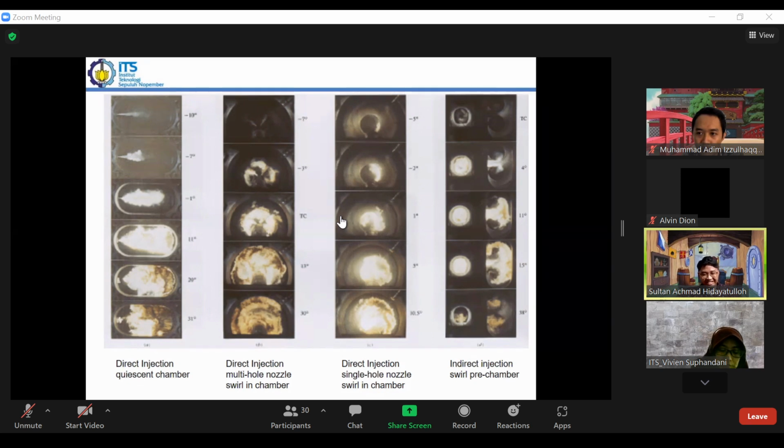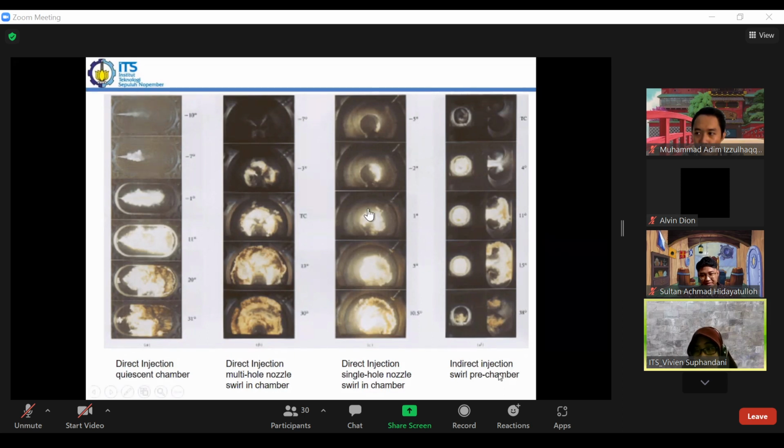Okay, thank you, ma'am. For the dual cycle, the process is almost similar to this one with pre-chamber. All right, so I will check again. That may make sense. But I will check again whether the dual cycle will always use pre-chamber or not.